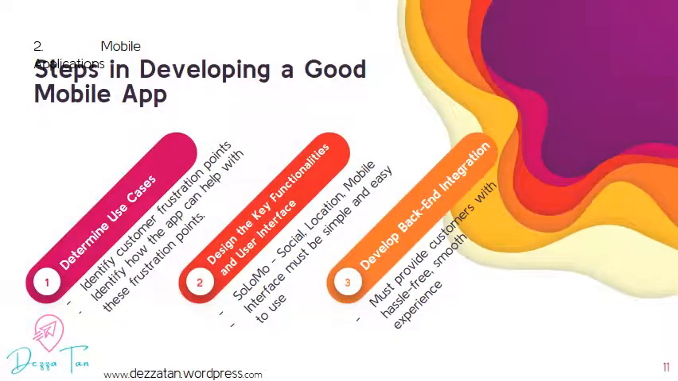So what are the steps in developing a good mobile app? First, you have to identify the needs of your customers, more specifically their frustration points. You have to identify how your app will help them with these needs. For example, the Uniqlo app recognized the need of their customer to have easy access to all their current offerings. Therefore, they provided an online catalog of all their products.